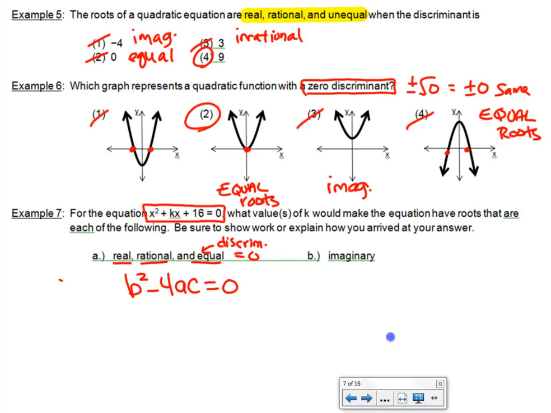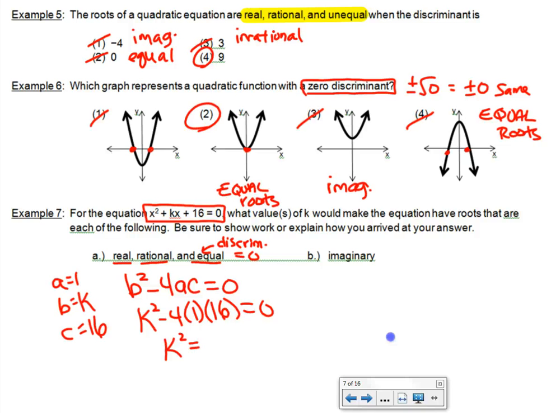So filling in my letters, my A is 1, my B is k, and my C is 16. So I have k squared minus 4 times 1 times 16. I get k squared minus 64 is 0. Add the 64 over. K squared is 64. That means that if k were equal to positive or negative 8, either answer, I would get equal roots for that particular quadratic.